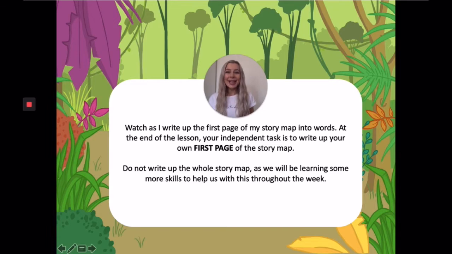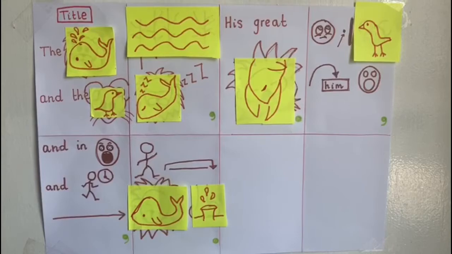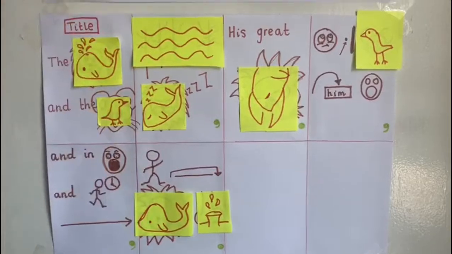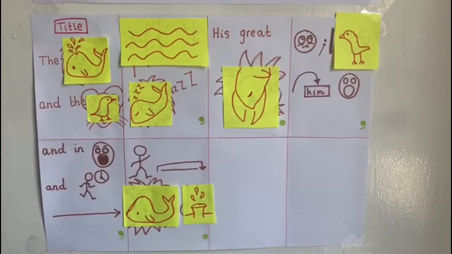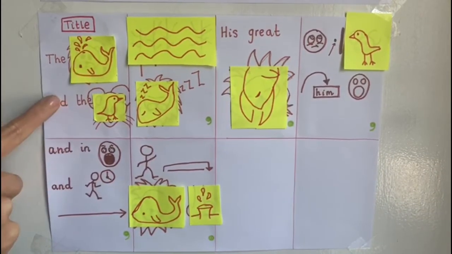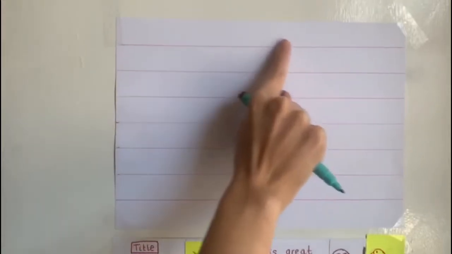So as I said, in today's lesson you're going to be writing up your story map for your innovated version of the fable, The Lion and the Mouse. So what I'd like you to do is watch really carefully as I go through my story map, and you can see how I start to write up each section at a time, really thinking about that punctuation as I'm doing that. So in today's lesson I'm going to be showing you how to write up your story map into words. So the first thing that you're going to need to do is your title, and mine is The Whale and the Bird. So I'm going to do that in the middle.